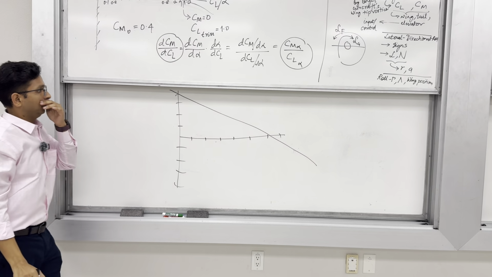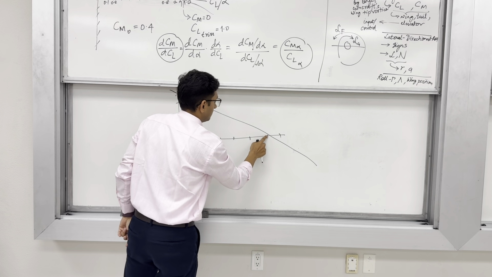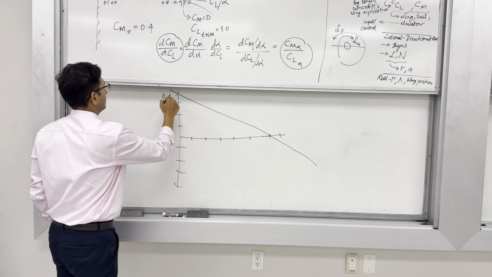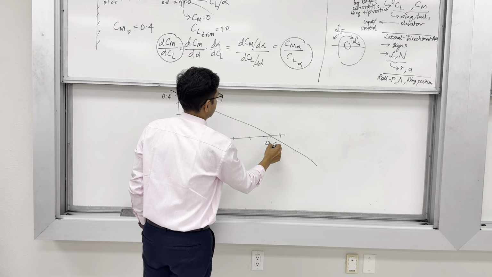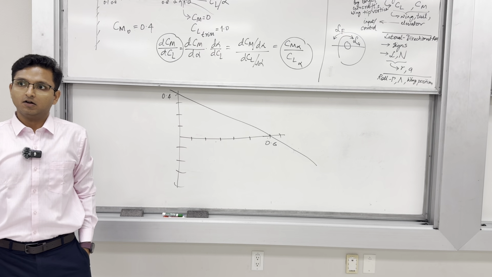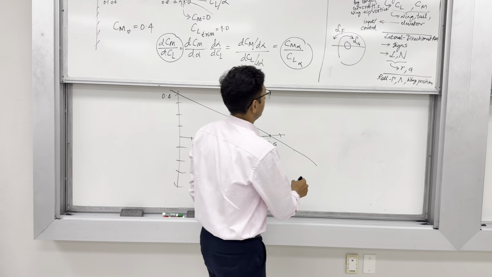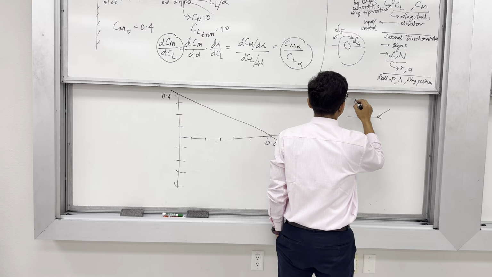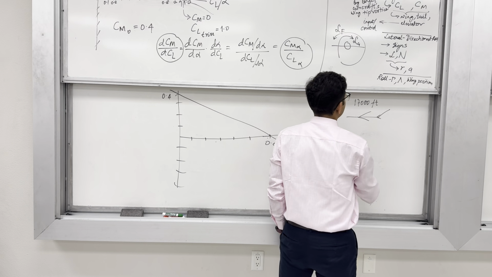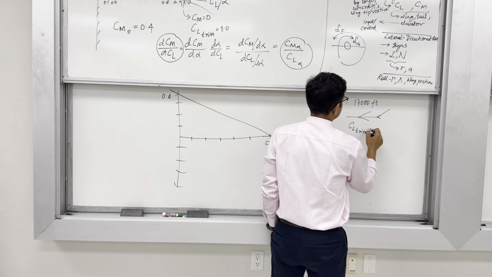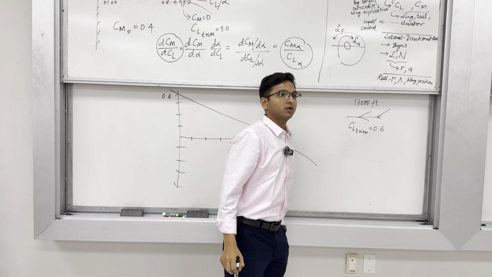Okay. This is 0.4, this is 0.6. So, now I was flying at, what does this mean? Let us say I had a flight which was very comfortably flying at, let us say, 17,000 feet, okay, and at 17,000 feet my CL trim was 0.6.